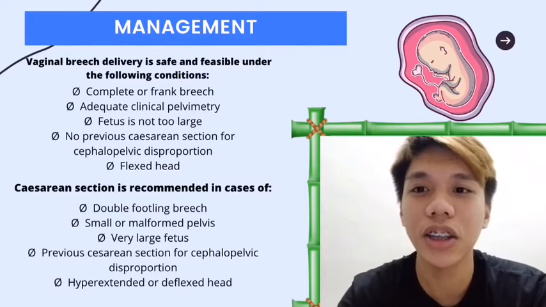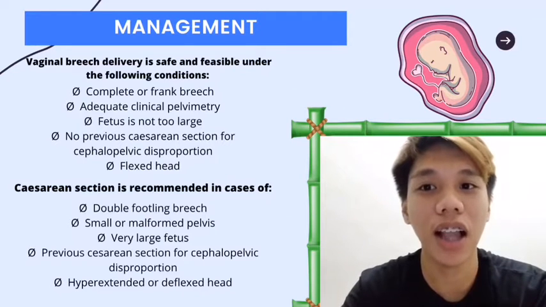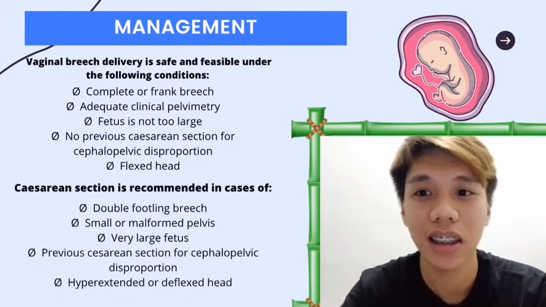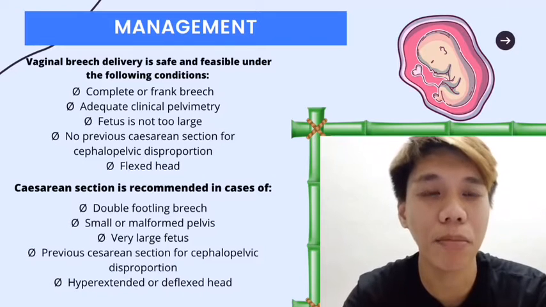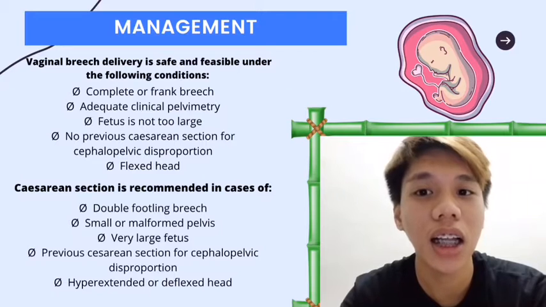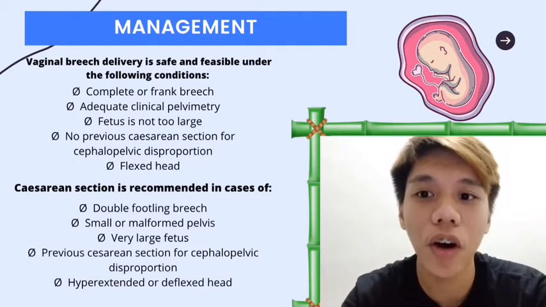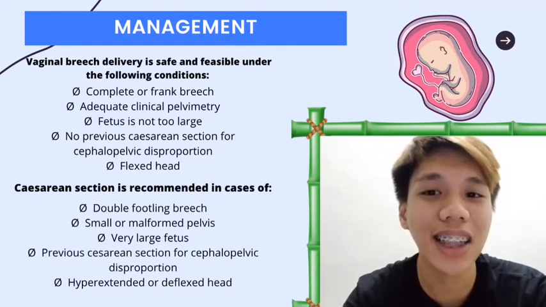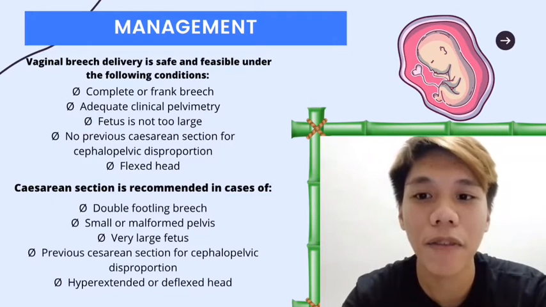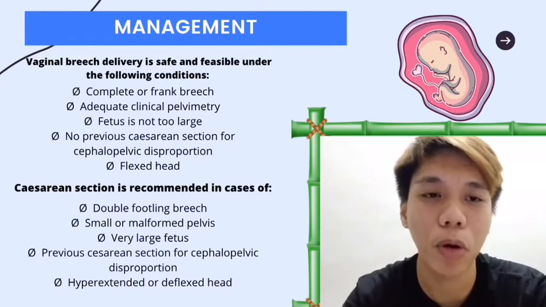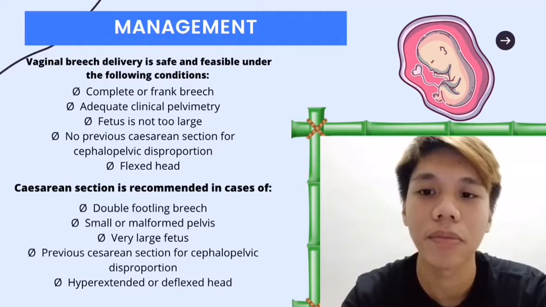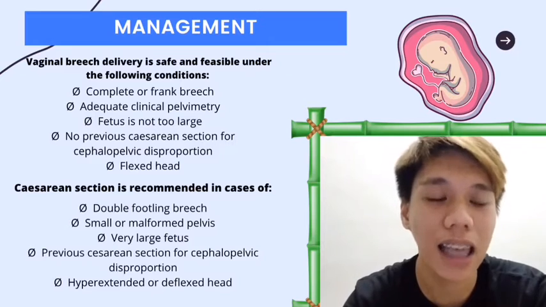Vaginal breech delivery is safe and feasible under the following conditions. So first is complete or frank breech. Second is adequate clinical pelvimetry. Third is the fetus is not too large. Fourth is no previous cesarean section for cephalopelvic disproportion. And then fifth is a flexed head.